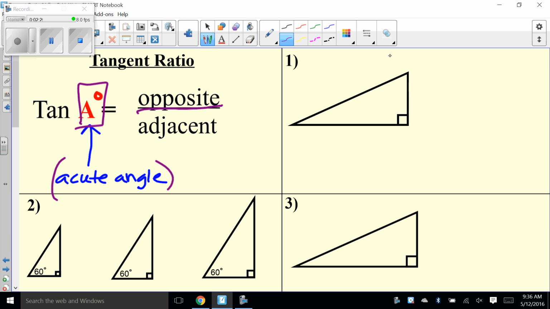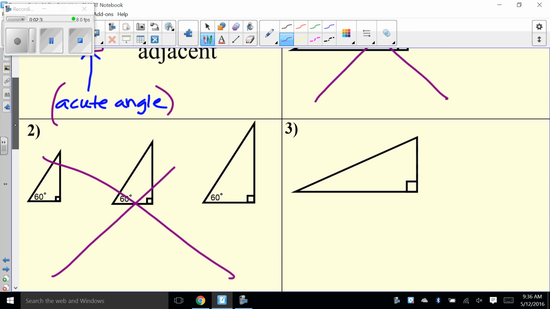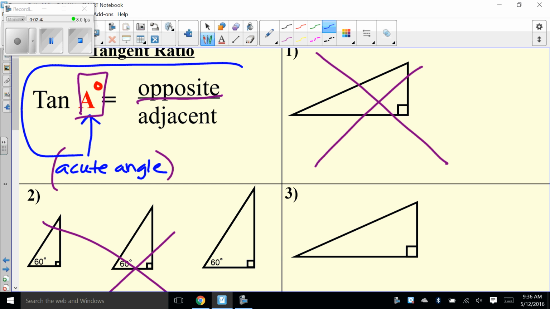Opposite divided by adjacent. And then, because of the video, I'm going to have you cross off box number 1 and box number 2. I think it gets a little confusing in the video, and it's a whole lot of me talking. If you're in class right now, most likely I'll be talking through that. But we're going to jump right to example 3. So meet me in example 3 after you've written this down.